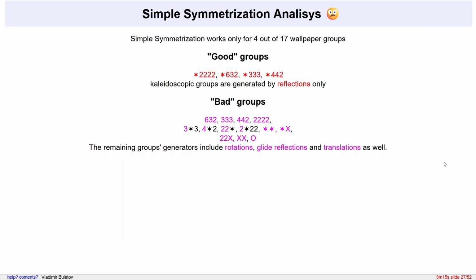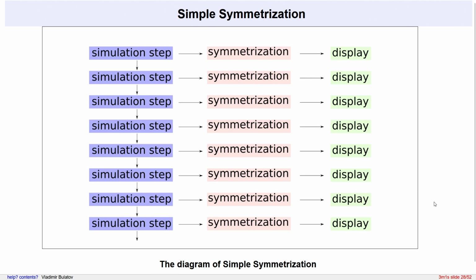So analysis of wallpaper groups tells us that all wallpaper groups generated by reflections work reasonably well. The rest, certain groups, do not work well. But let's look at the simple symmetrization algorithm. We are doing this infinite loop of simulation step, simulation step, simulation step. After each step, we are doing symmetrization and displaying. And the simulation is separate from symmetrization.